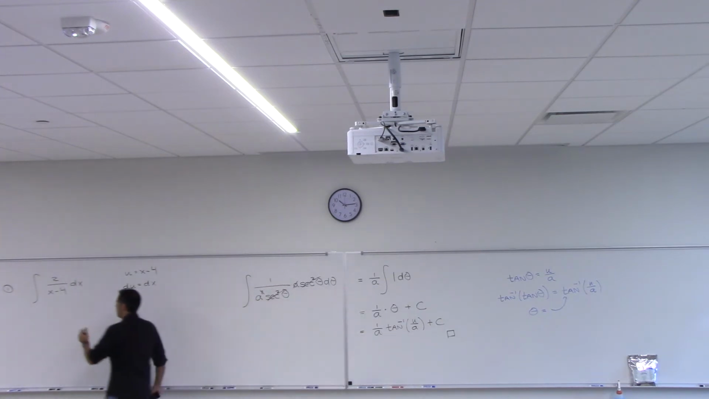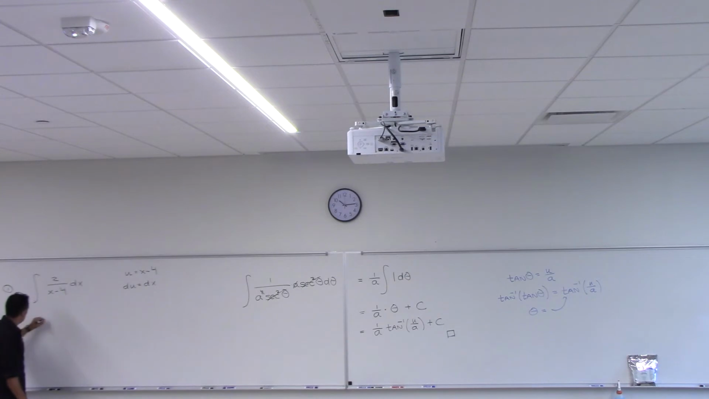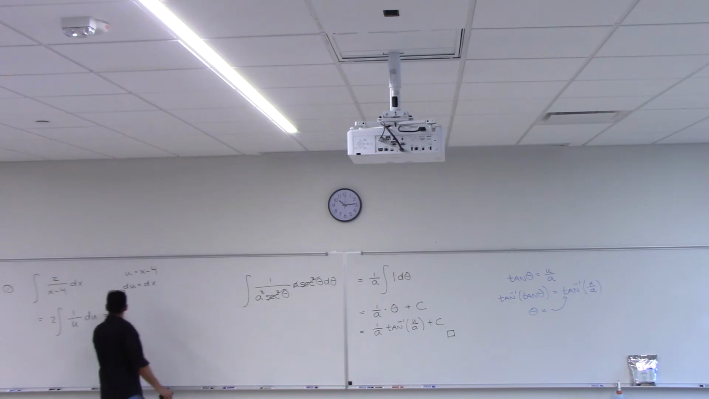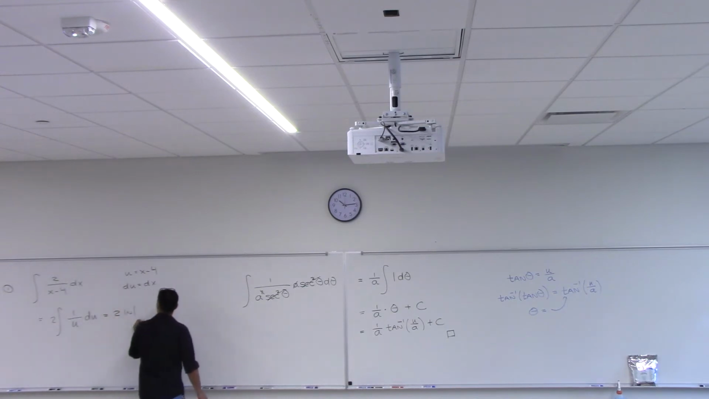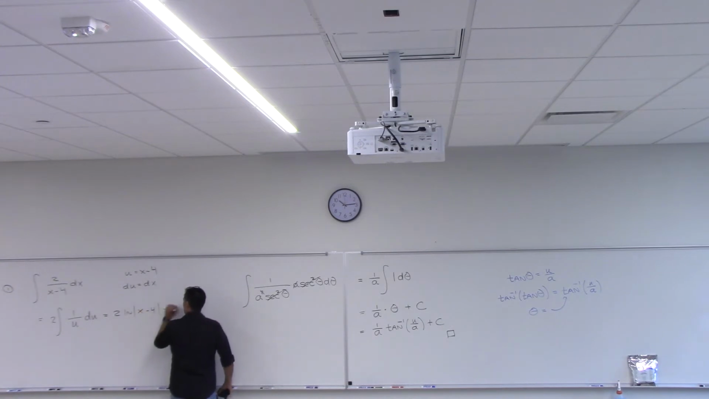And then I could rewrite this as, let's see, that 2 on top, can we just pull that out? Yes. And then 1 over, what does this become? X minus 4 is u, right? And dx was du. Right, that's just our basic u sub. And then what's the antiderivative of that? 2 natural log absolute value of u, right? So what's u? X minus 4, plus c.